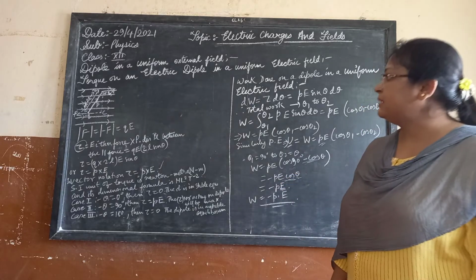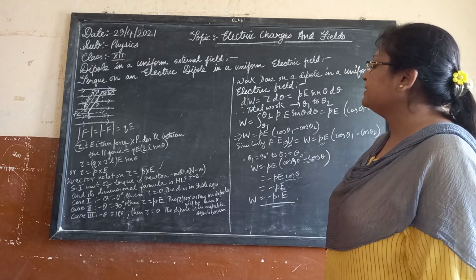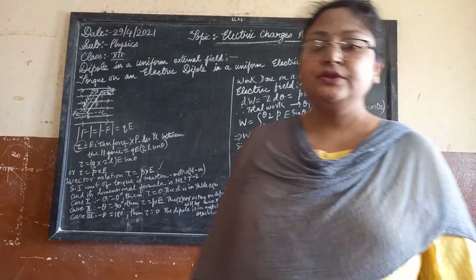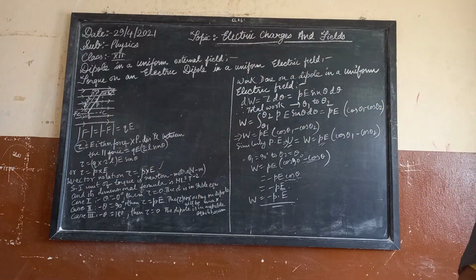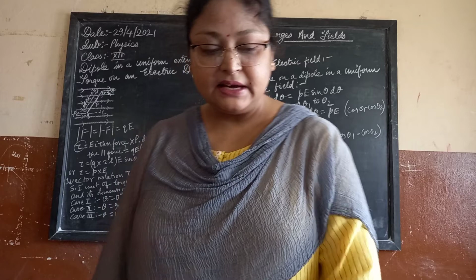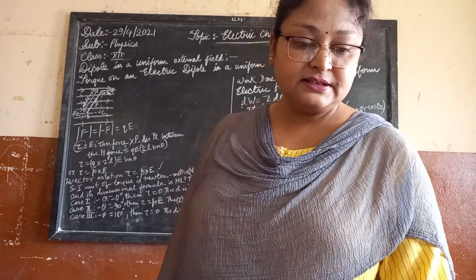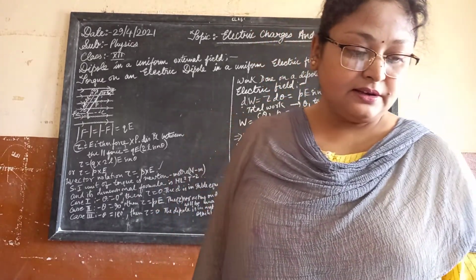So, I think I have made you understand the dipole in a uniform external electric field, the torque on an electric dipole in a uniform electric field, and the work done on a dipole in a uniform electric field. We have learned about these today. The next topic will be Gauss theorem in this chapter on electric charge and field.